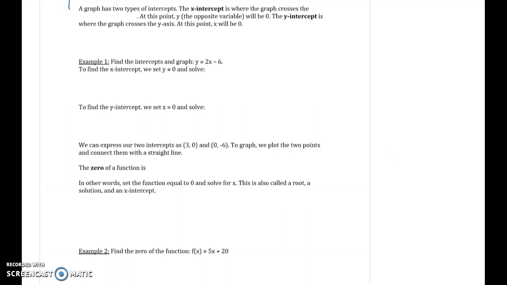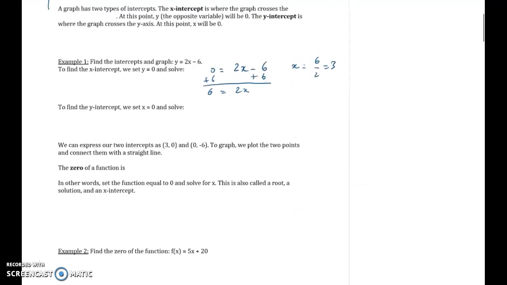Now, to find the x-intercept, they are telling you to set y equals 0. So in that case, you are going to have 0 equals 2x minus 6. Therefore, if you add 6 to both sides, you end up with 6 equals 2x, and so x is going to be 6 divided by 2, which is 3.